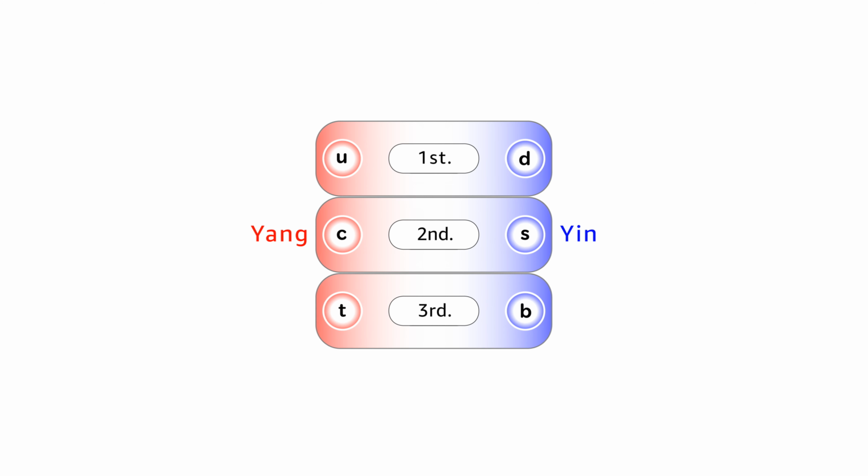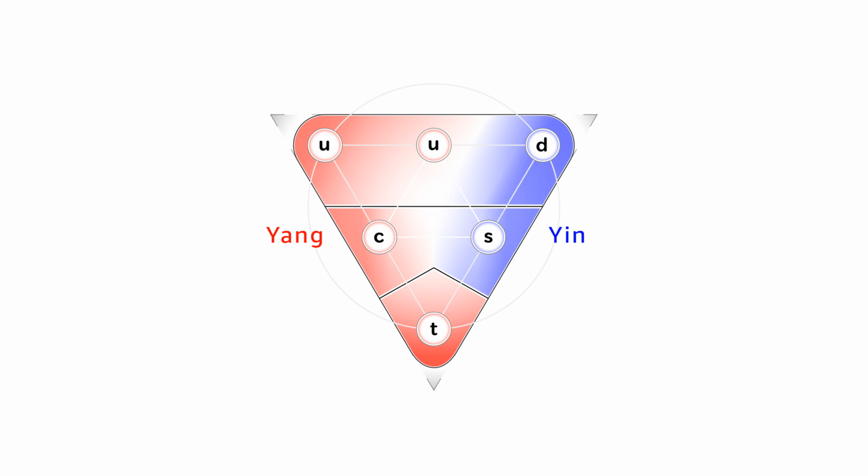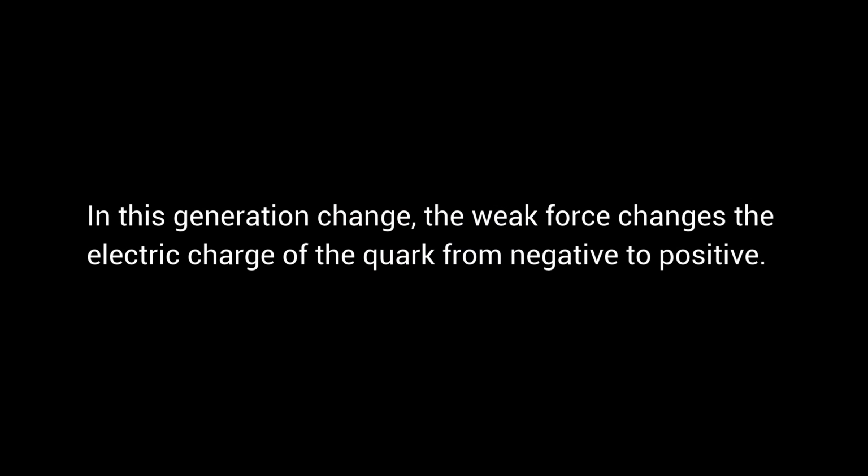The bottom quark of the third generation can be changed to the up quark of the first generation, as discussed in Section 1. This generation change is caused by the weak force. In this generation change, the weak force changes the electric charge of the quark from negative to positive. But, according to the principle of charge conservation, the total charge of the particles cannot be changed.